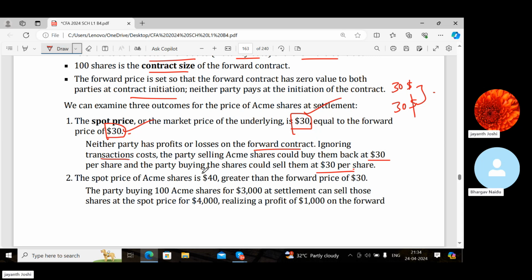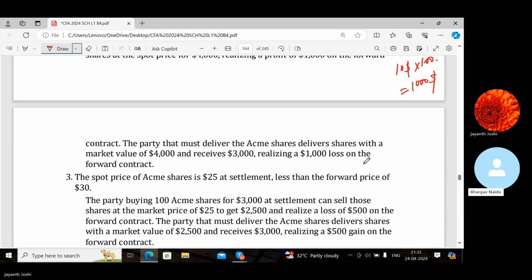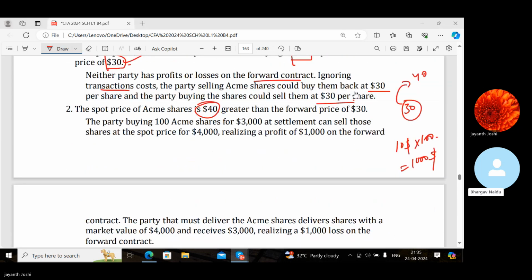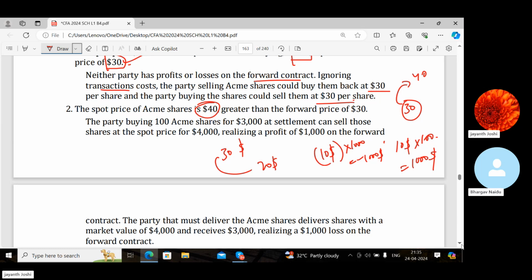But if the market price or spot price goes to 40, you can buy at 30, sell at 40, right? And make a profit of $10 times 100 shares, $1,000. Correct? And vice versa. If the forward price is 30 and the spot price is 20, you are making a loss of $10. Okay, that's done.